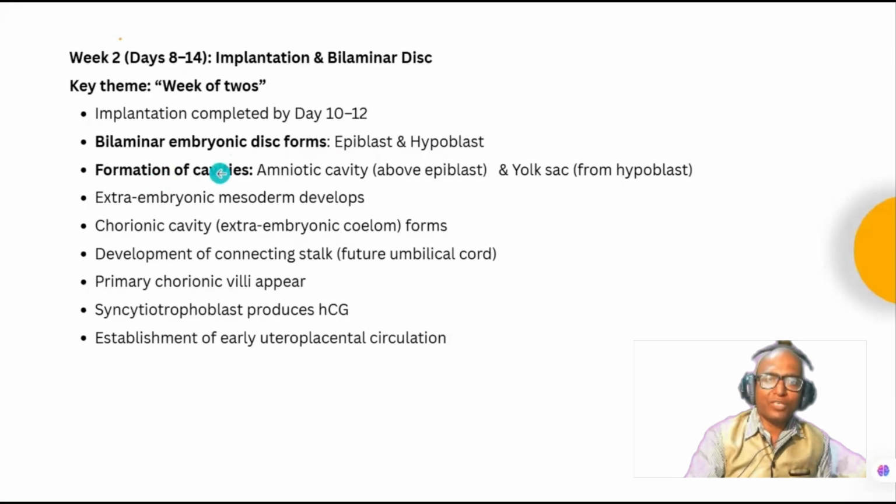Then you have 2 cavities, so the formation of the cavity. One is the amniotic cavity, which lies above the epiblast, and the second is the yolk sac. It is from the hypoblast. So you have the amniotic cavity and the yolk sac.